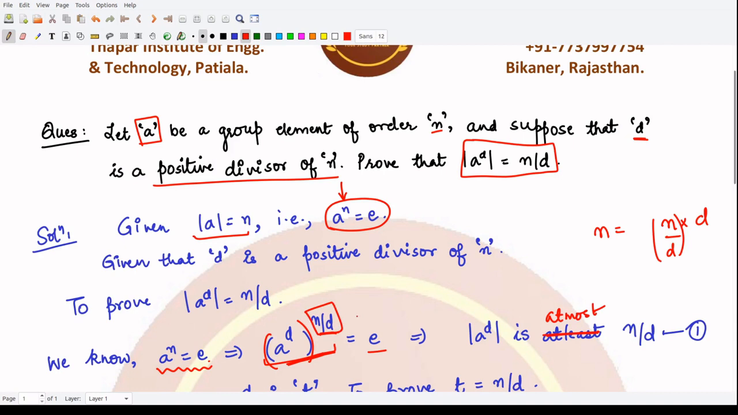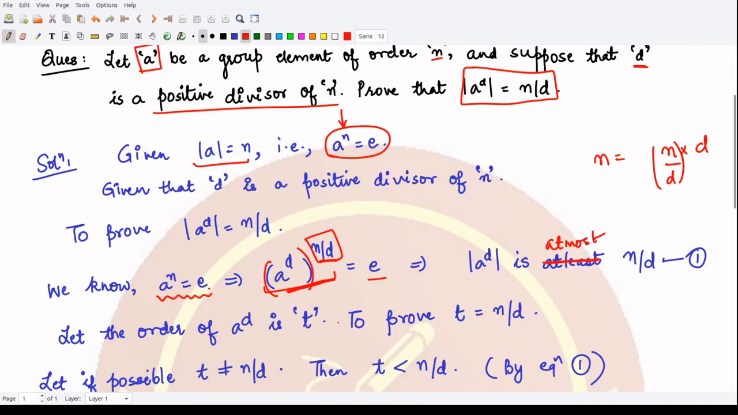That is by the definition of order, that it is the smallest positive integer such that when you raise the element to that power, it gives you identity. So we assume the order of this, we are not sure this is the order or not, we have to prove that this is the order. So we assume that the order of A raised to power d is t. We wanted to prove this t is nothing but n divided by d. So we are going to prove it by the method of contradiction.